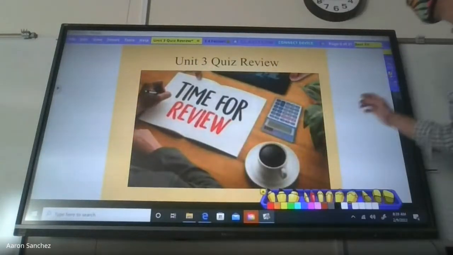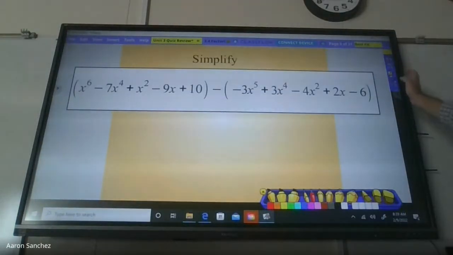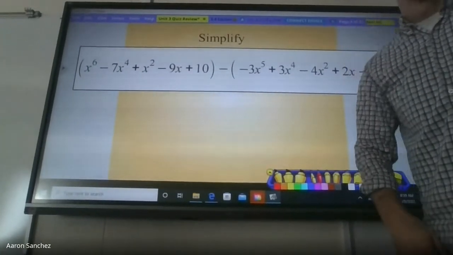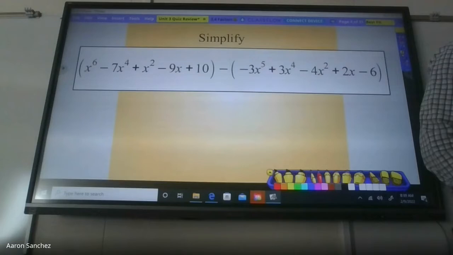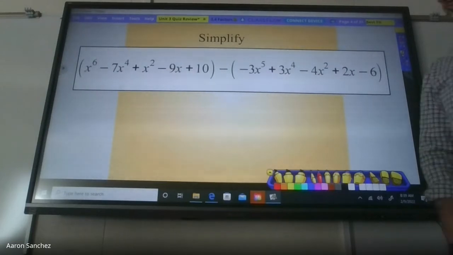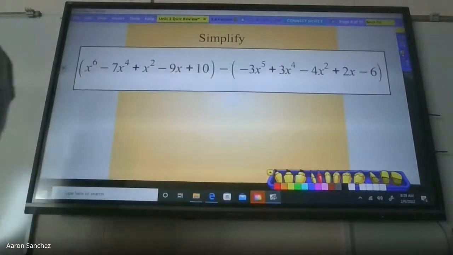Anyway, okay, Unit 2, Unit 3 quiz review. Okay, let's do this stuff. All right, go ahead and simplify this up. Should we do it in groups? You guys want to do this in groups? Raise your hand if you do not want to go in groups. Sensei, no groups right now. Okay, so let's do this kind of quick. Again, we got a lot to do.